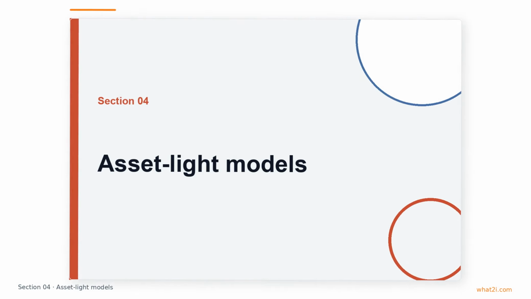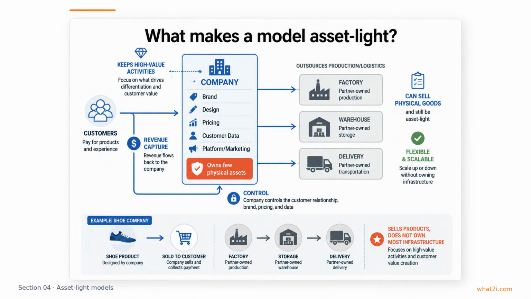Section 4. Asset-light models. An asset-light business earns revenue without owning most of the expensive physical infrastructure behind delivery. It may control the brand, design, pricing, customer relationship, or software layer while outsourcing manufacturing, warehousing, or logistics to partners. The important idea is that the company still controls the high-value parts of the business even if it does not own the heavy assets. This is why a company can sell physical products and still be asset-light. What matters is where ownership sits in the value chain.